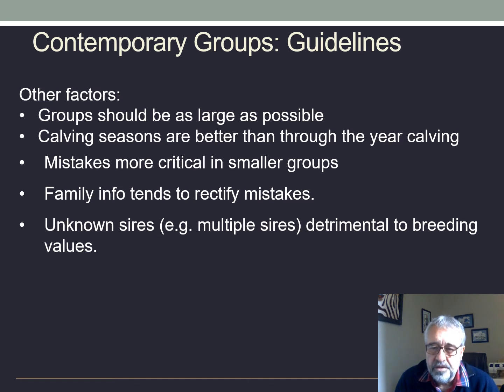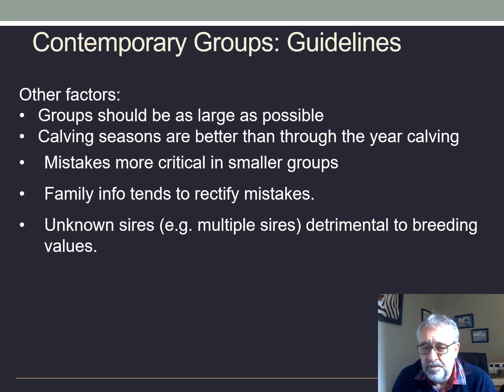Just some other guidelines. Try to make the groups as large as possible. If the groups are very small, then it's difficult to really compare animals in a small group. And if there's one animal mistakenly put into a group, it will affect not just that animal's genetic merit or the prediction, but it will also affect the other animals. One in 3 will have a bigger influence than 1 in 20, for example.